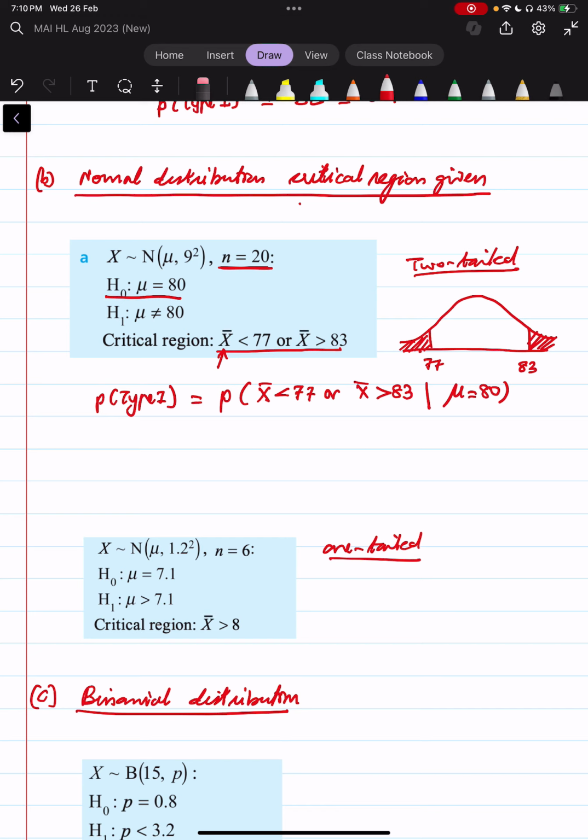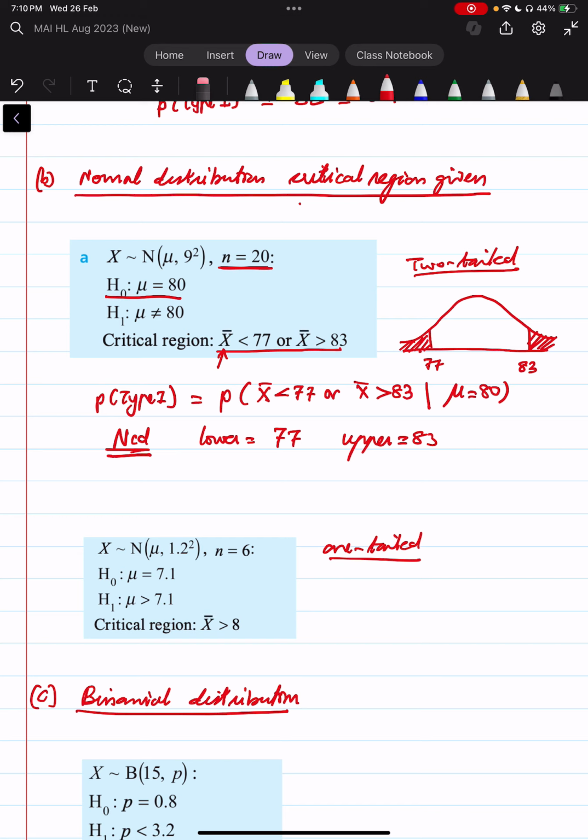So we have to use NCD for this. Let me help you with the process. If I'm using a Casio calculator, you go to statistics, distribution, normal distribution, and then NCD. Your lower limit, I'm putting 77. I'm putting the upper limit as 83. I'm finding the middle region and then I'll do 1 minus that. It will be easier for me. So lower I'm putting 77, upper I'm putting 83.